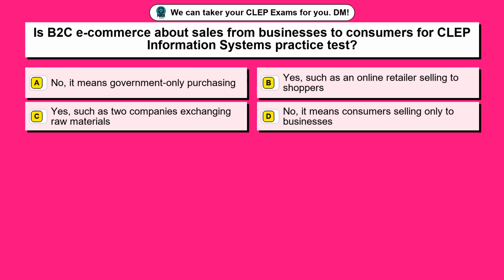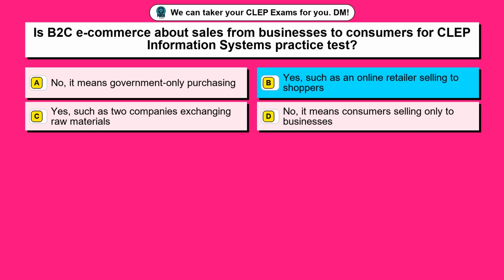Question 12. Is B2C e-commerce about sales from businesses to consumers for CLEP Information Systems practice test? Option A. No, it means government-only purchasing. Option B. Yes, such as an online retailer selling to shoppers. Option C. Yes, such as two companies exchanging raw materials. Option D. No, it means consumers selling only to businesses. The correct answer is option B.